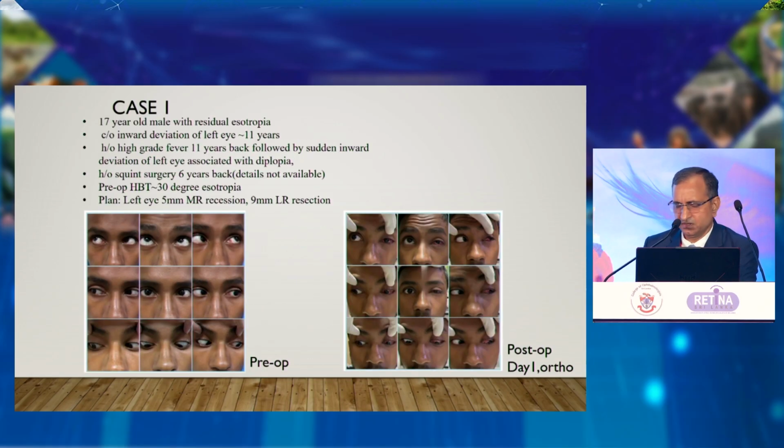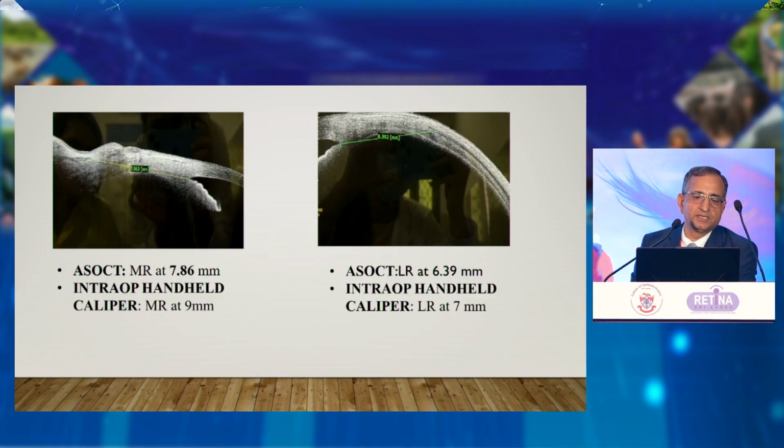So this is part of an ongoing thesis where we have referred patients for strabismus resurgeries. This is the preoperative and postoperative photograph of a case of residual esotropia, and this is the AS-OCT picture in which the medial rectus was found at around 7.8 mm, and when we measured with the intra-op handheld caliper, it was found at around 9 mm. The lateral rectus on AS-OCT was at 6.39 mm, and with caliper it was around 7 mm.